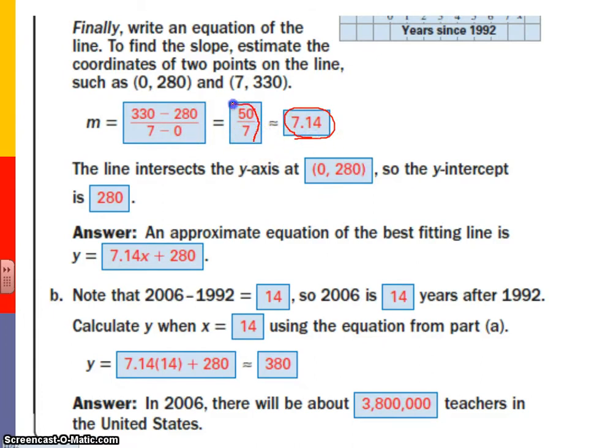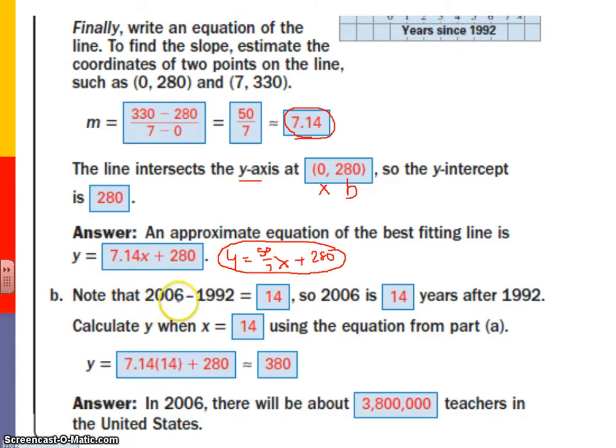Again, I'm okay if you leave it as a fraction. Leave slope as a fraction. You know the line intersects at the y-axis at 0. There's that 0. That means that's x. So what's this number? B. So the y-intercept is 280. Write your equation. And again, I would also accept 50 over 7 x plus 280. I like to see my slope as fractions because I can see my rise over the run.